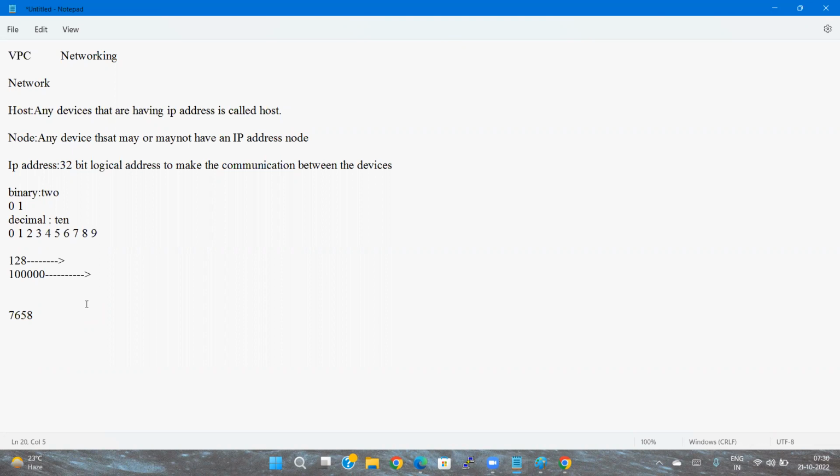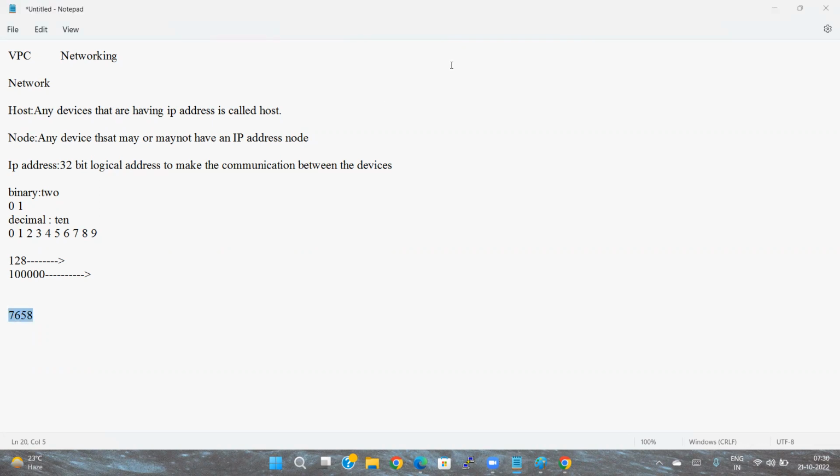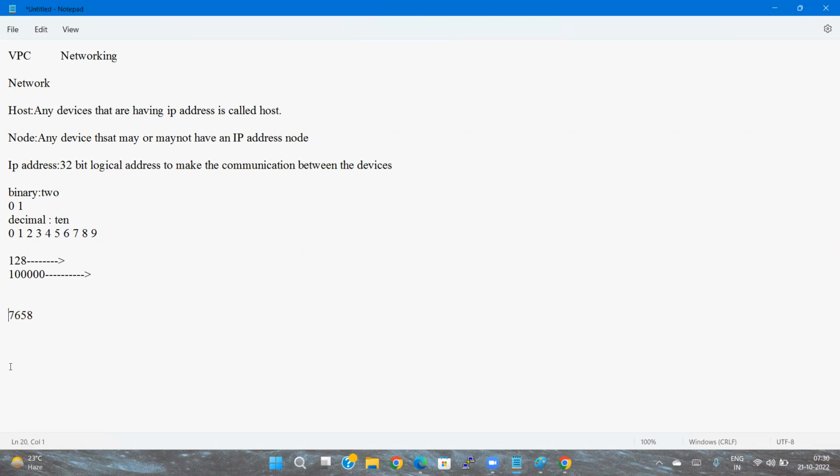7658 is made of different digits that I have given, but when I combine all these digits, how are you going to say it? Guys? 7,658. Exactly, 7,658. Because this is in the units position, this is in the tens position, this is in the hundreds position, and this will be in the thousands position.